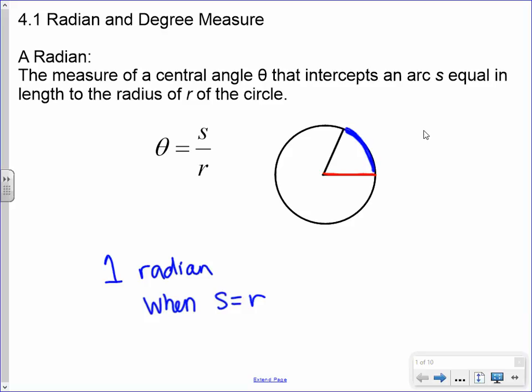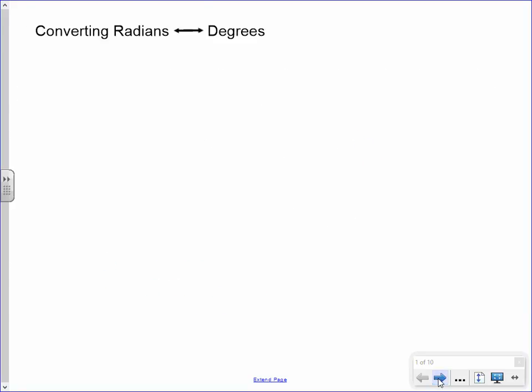The first thing we're going to work on is converting from radians to degrees, degrees to radians. This is something that you did last year, so it's going to be a refresher. But I do want to talk about a couple important measurements that we're going to use. So let's first think about an entire circle. How many degrees are in a circle? 360.